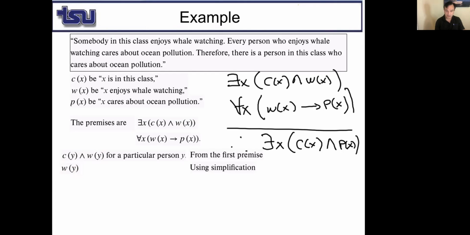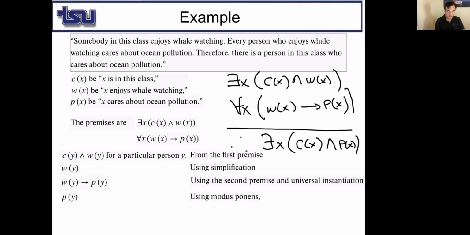And the second premise says that for everyone, WX implies PX. So that means for this particular Y, WY must imply PY. Well, from modus ponens, this is true. This implies that. That means this must be true, right? So modus ponens, remember X implies Y, therefore Y. This is X implies Y, therefore Y. So that means P of Y is true, okay?